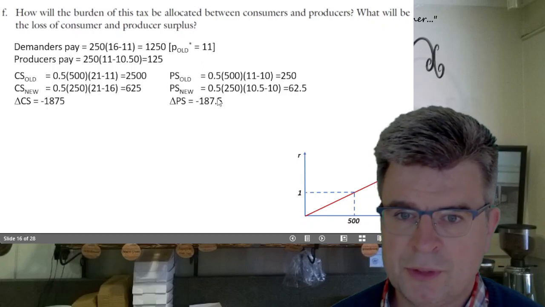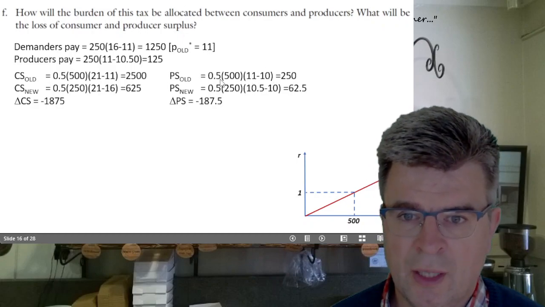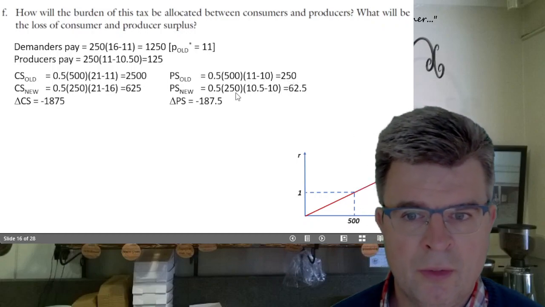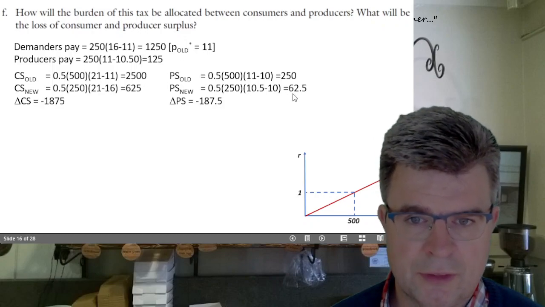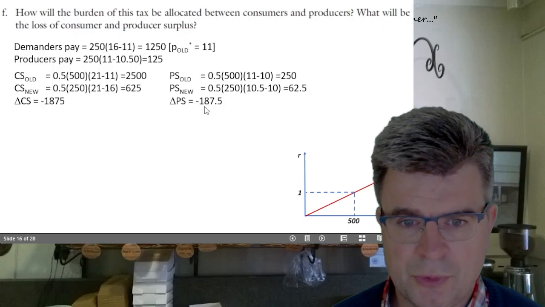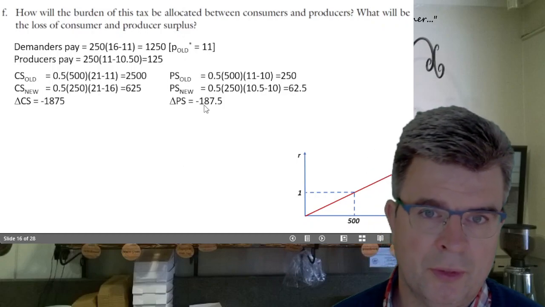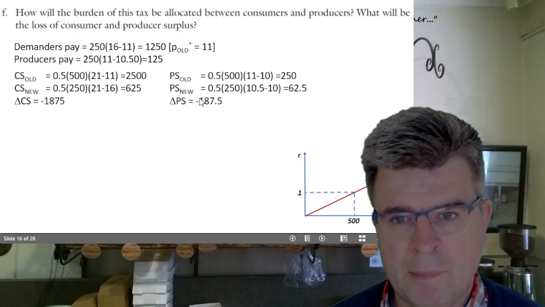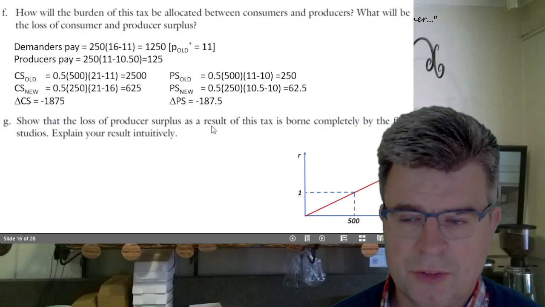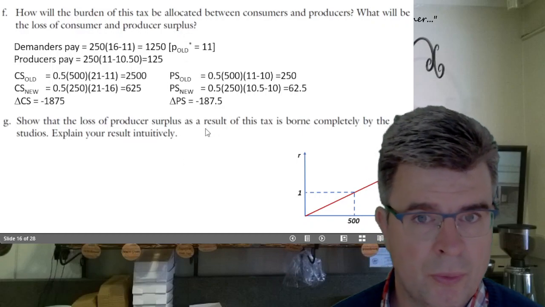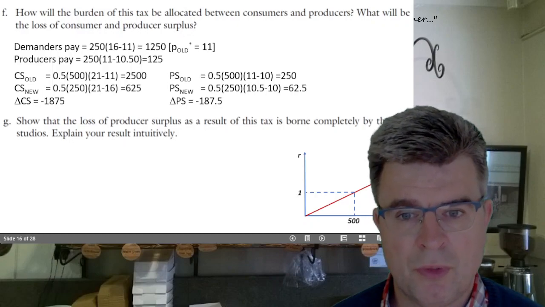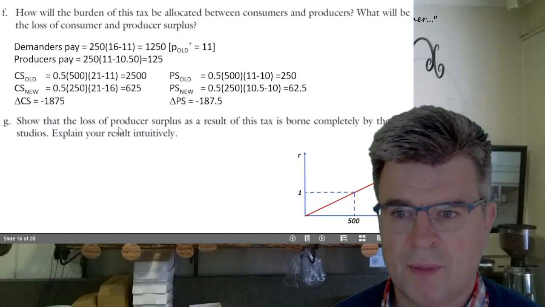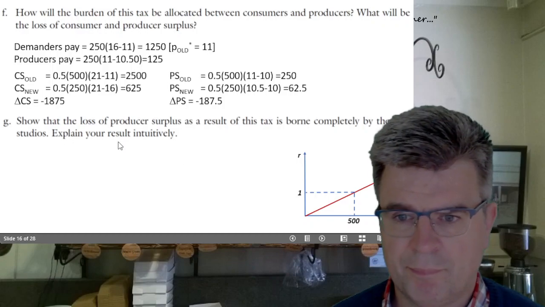And then the producers. Under the old situation, the producer surplus was equal to 250. We computed that before. In the new situation, it's equal to 62.5. So the loss in producer surplus is equal to 187.5. And this is the one to keep in mind, because in G we need to show that the loss in producer surplus as a result of the tax is not borne by the videotaping firms, but is borne by the film studios, and explain your result intuitively.